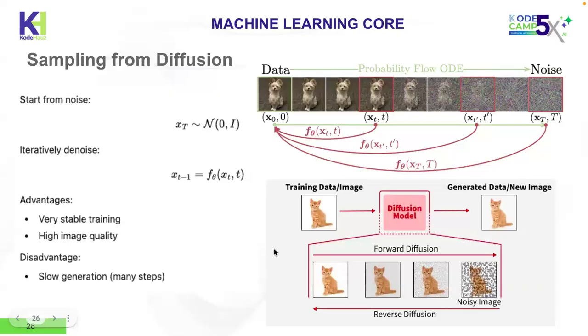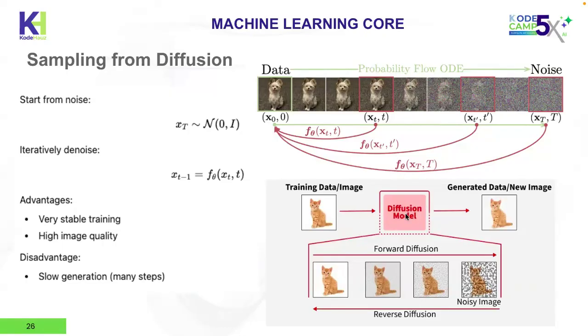So I think we've talked about this. It's very stable. The image that you get out of it is very high quality. The disadvantage is that it is very slow generation.